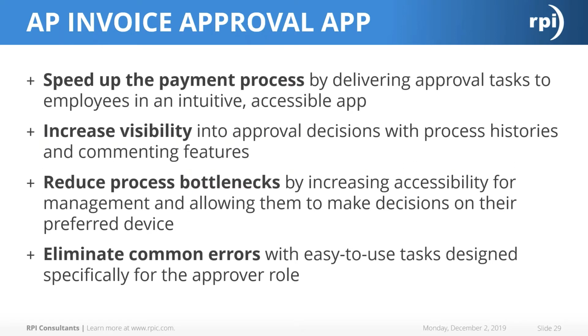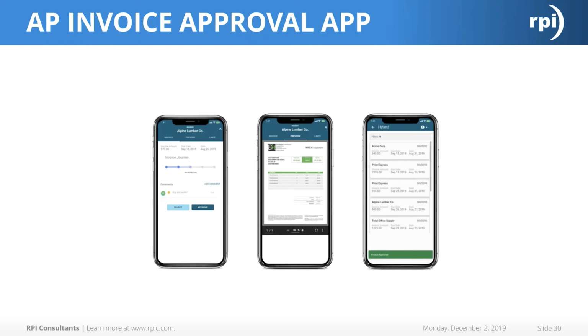Just a little bit about the AP invoice approval application. Of course, it's going to speed up the payment processing time, increase your visibility, reduce processes that were bottlenecks in the past, and eliminate any common errors. So obviously your employees, your managers, directors, they're able to access these invoices on the go to approve, deny, which then of course will get any invoices paid a lot quicker. So this is what the invoice approval application looks like on the devices.